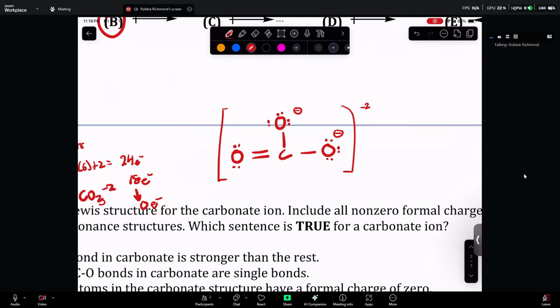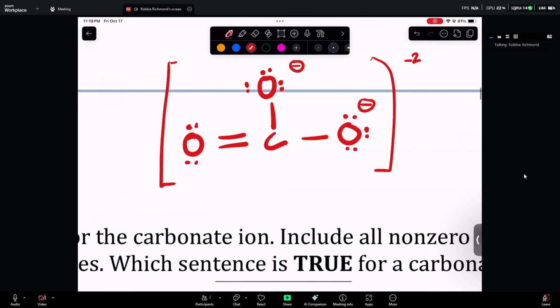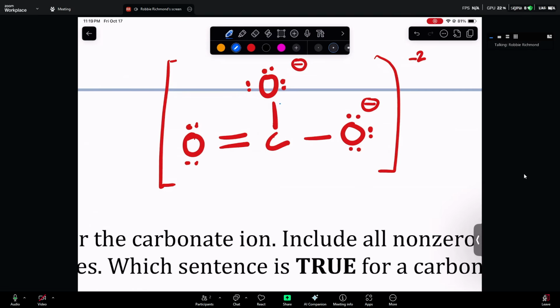Now, if you wanted to draw another resonance structure, I'm not going to draw it, but you can draw one where this oxygen will have a double bond or this oxygen will have a double bond. That's equally valid. Now, we talked about this with resonance structures. These are basically instantaneous moments. So in reality, when we're looking at the carbonate ion, they're not specifically acting like a single bond or acting like a double bond consistently. They're in that intermediate between a single bond and a double bond.